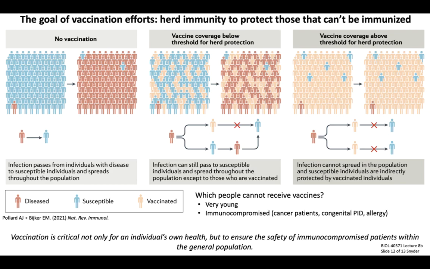The benefits of mass vaccination efforts therefore have an altruistic component, in that they go beyond the direct protection of the individuals that receive a vaccine by extending that protection to members of society who cannot be safely vaccinated.